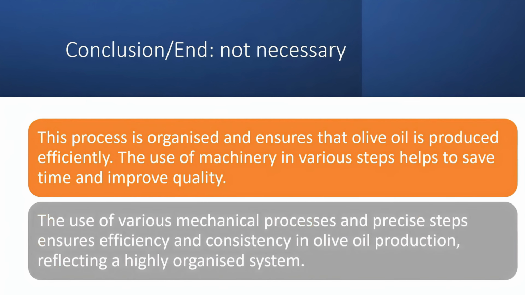Another version: the use of various mechanical processes and precise steps ensures efficiency and consistency in olive oil production, reflecting a highly organized system. So in this one, ensuring efficiency and consistency, it's close. Is this opinion? Is this judgment? You're very close again with that. But the last part, reflecting a highly organized system, I think it's suggesting an opinion again, and this would not be good. So why write this last part? Because it can give you problems with your mark.